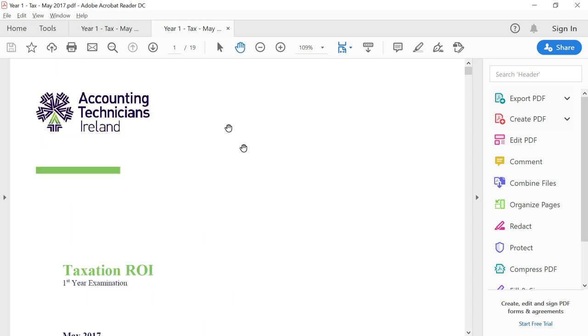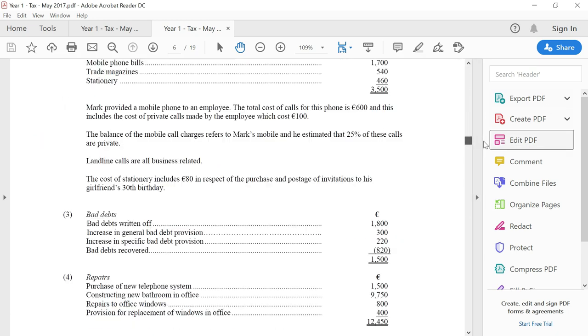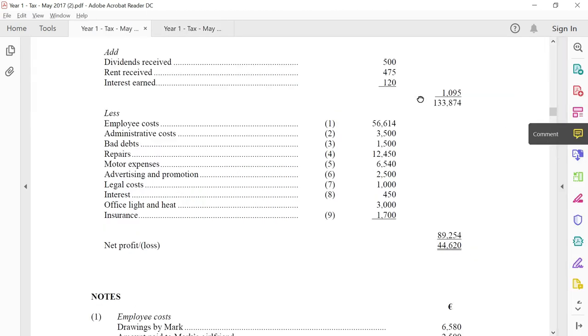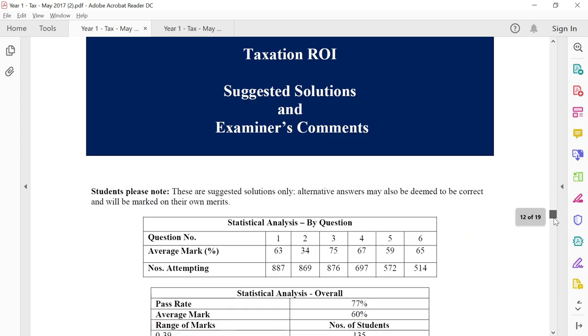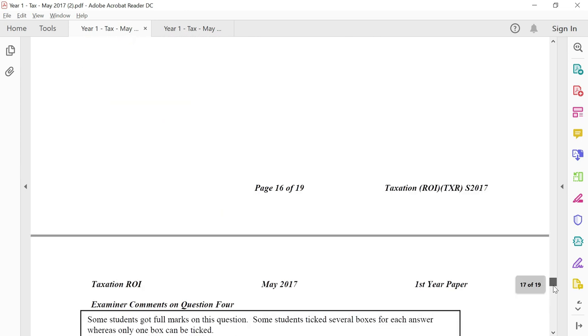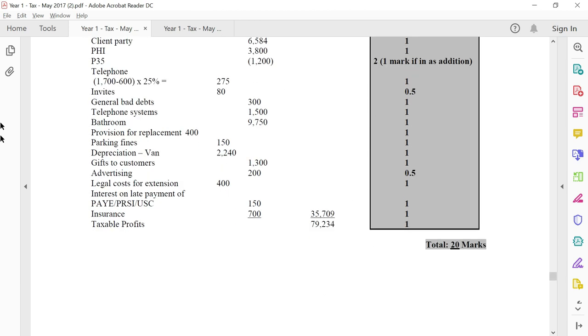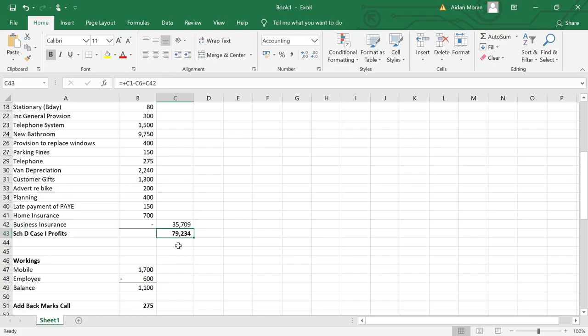This was question 3, I believe. I think I can scroll down to the bottom. There we go. So the first thing I'm looking at is my answer. It's 79,234. Immediately, as an examiner, you're getting 20 marks, near enough. I'll have a quick look to see does anything look funny, but you got 20 out of 20. You're well on the way to passing this exam.